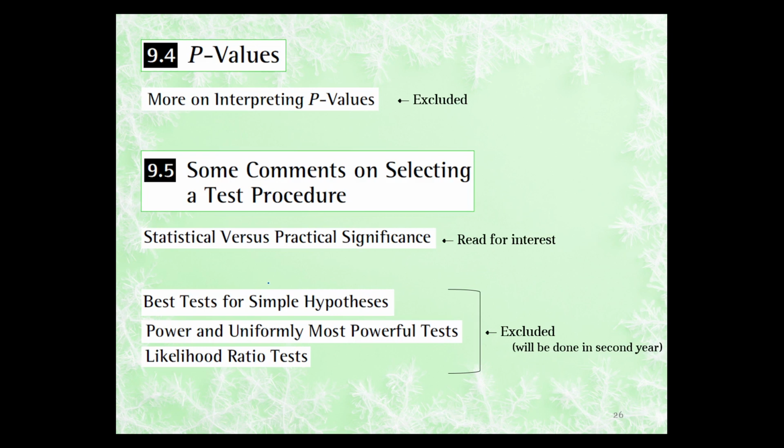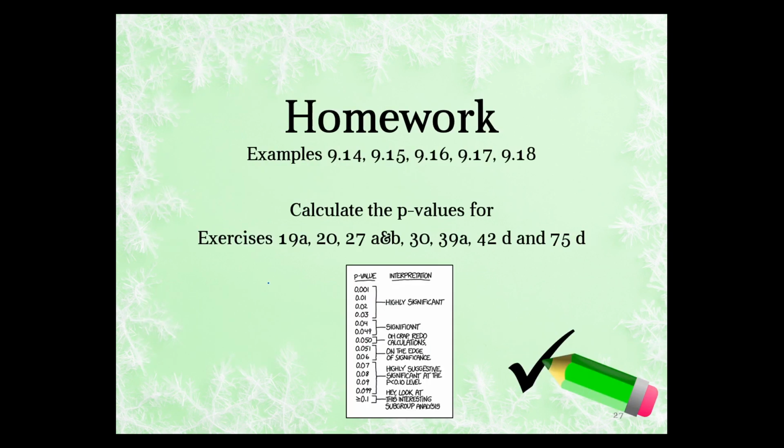So these things, the best tests, the power of the test, the likelihood ratio test, are going to be dealt with when you go to second year. So we're not going to worry about that now. Then for homework, I want you to go work through all of the examples in section 9.4. I haven't looked at any of them now in the video. So you can go and work through those yourselves, and then calculate the p-values for the homework exercises I've given you before.